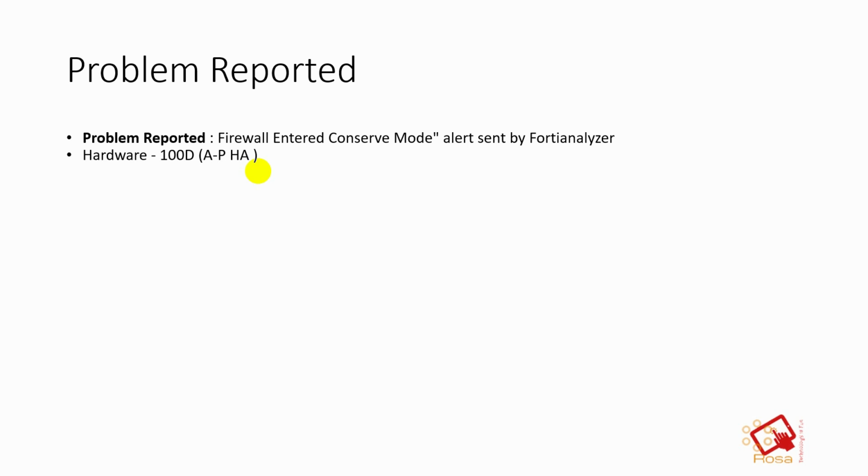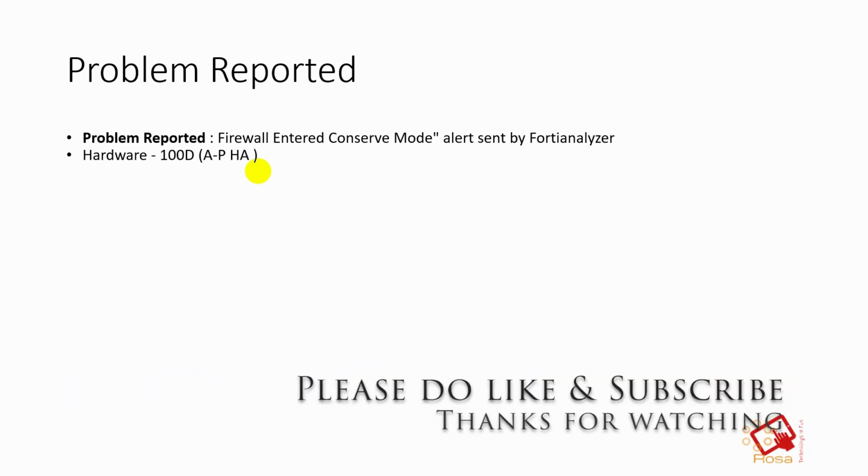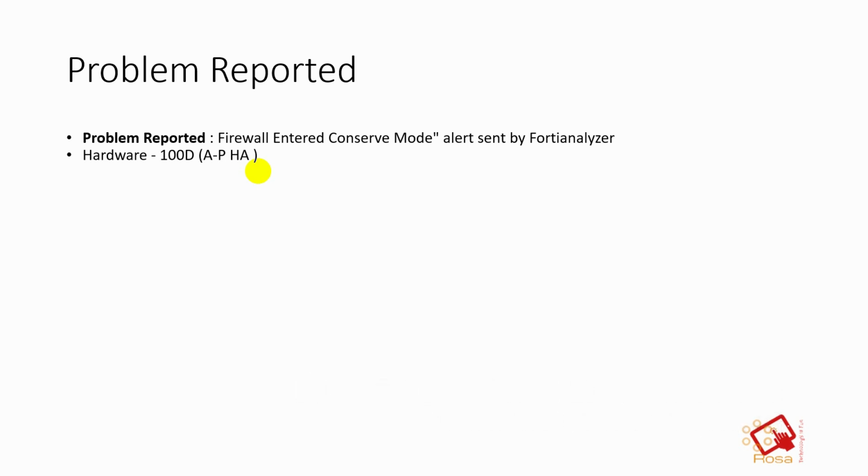So this is how I prevented my firewall and my network from a DOS attack, and also prevented my firewall from going into conserve mode. That is how this topic arose, and that is how I thought about discussing DOS policy, how to configure, how to optimize, and what the different parameters are.